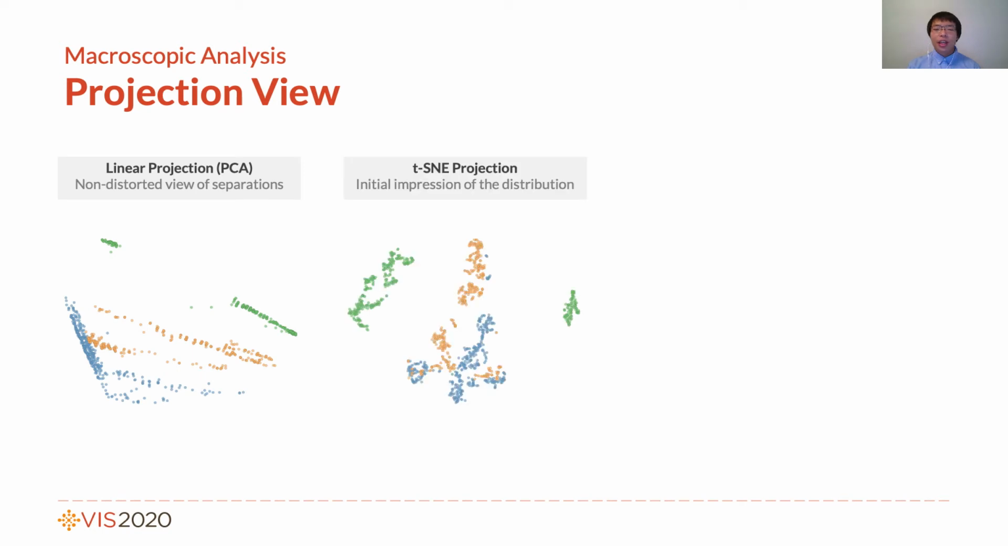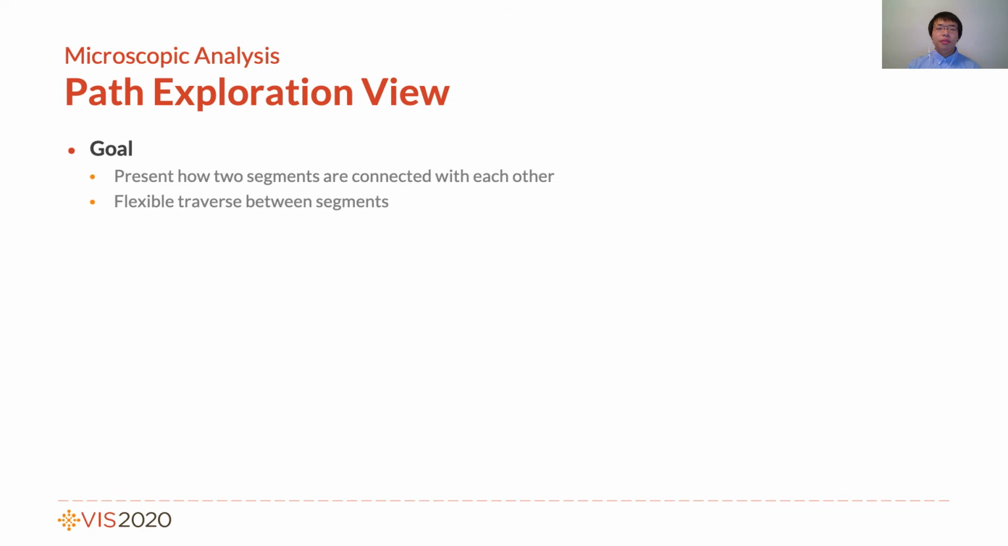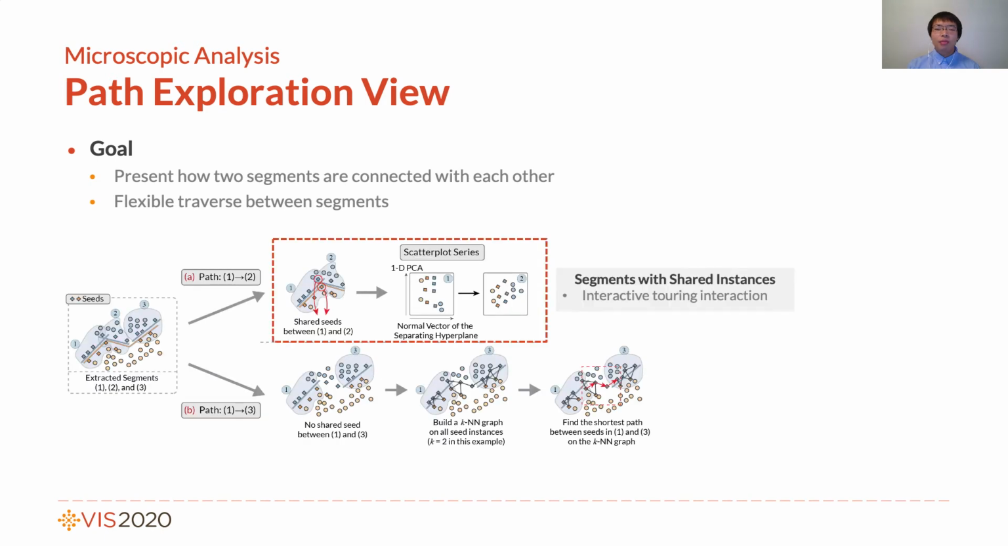At the instance level, we employ linear projection and t-SNE projection of all the data instances to provide an impression of the global data distributions. When a segment glyph is selected in the segment graph, the corresponding covered instances can also be highlighted in the projection results. The last module in the framework is the path exploration view. We designed this view in order to provide a more interactive way of examining the connections between neighboring segments, which are also the neighboring local regions.